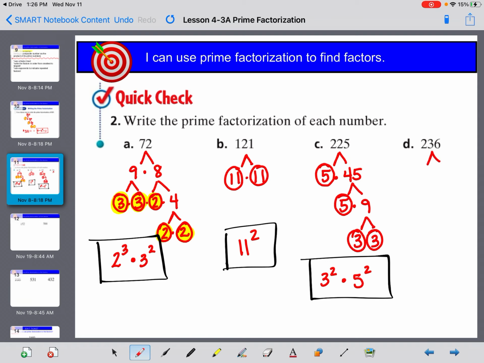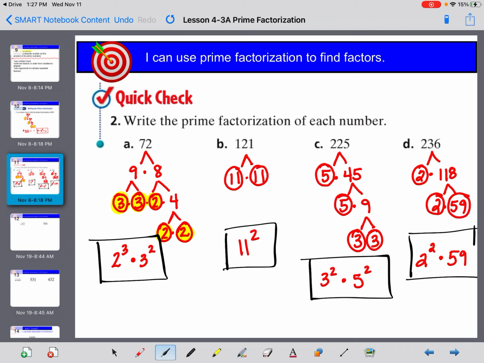The last one, 236. I see it's even, so I can go 236 divided by 2. And you probably had to do a side problem, and you got 118. 2 is prime. 118 is divisible by 2 again, and it equals 2 times 59. Now, I'm guessing you tried many different things to figure out if 59 was prime, and it is. 2 squared times 59 is the prime factorization for 236.